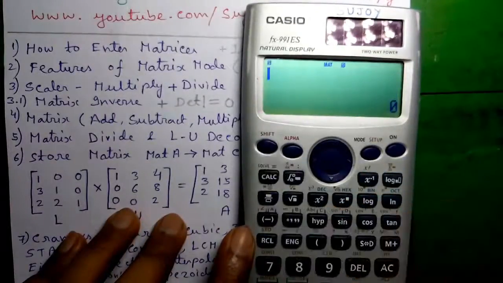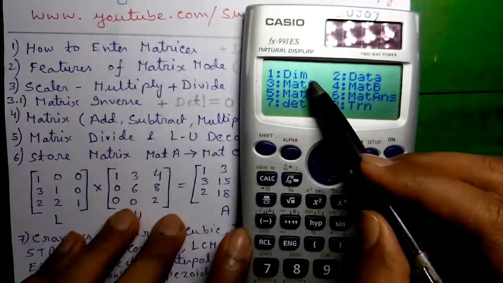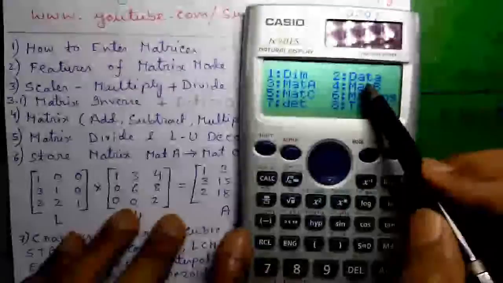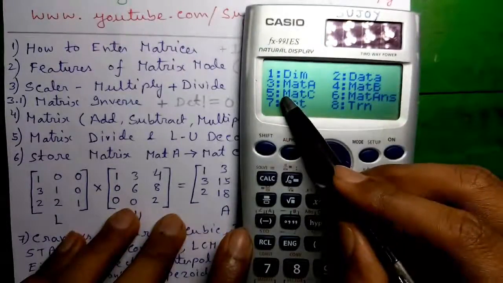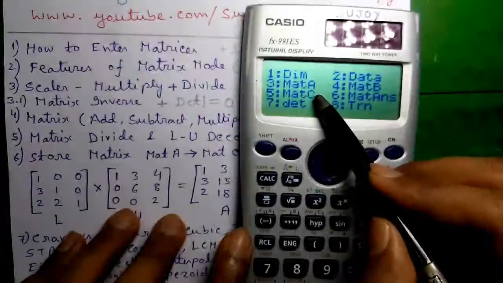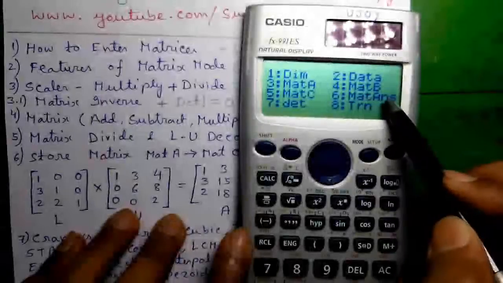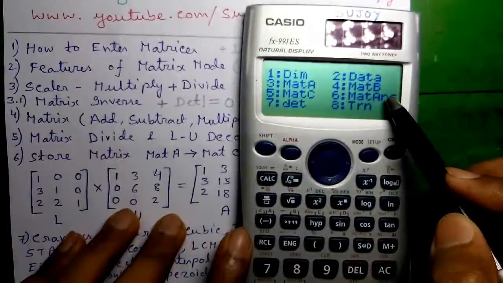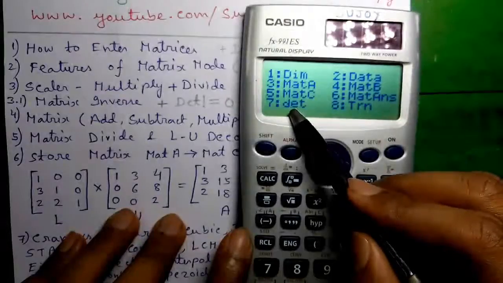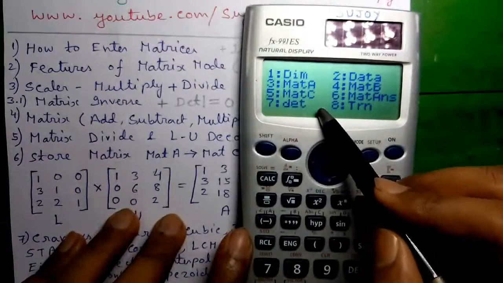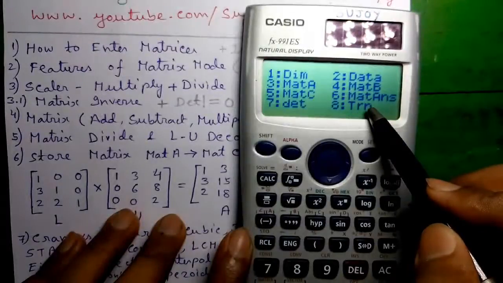And now press shift 4 to get matrix submenu. And now if you press 3, we will get the matrix A on screen. If you enter 4, you will get matrix B. If you enter 5, you will get matrix C. And if you press 6, you will get MatAns or the fourth matrix, also called the D matrix. Next, by option 7, you can find out DET or determinant of a matrix. And by option 8, you can find out transpose of a matrix.